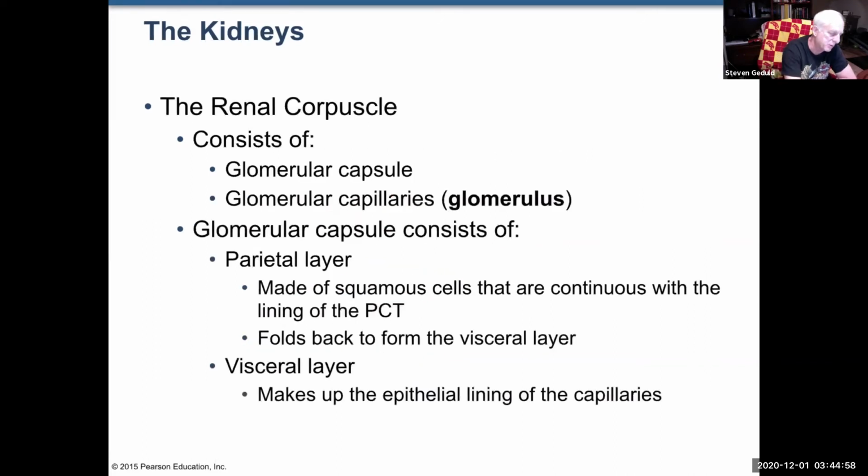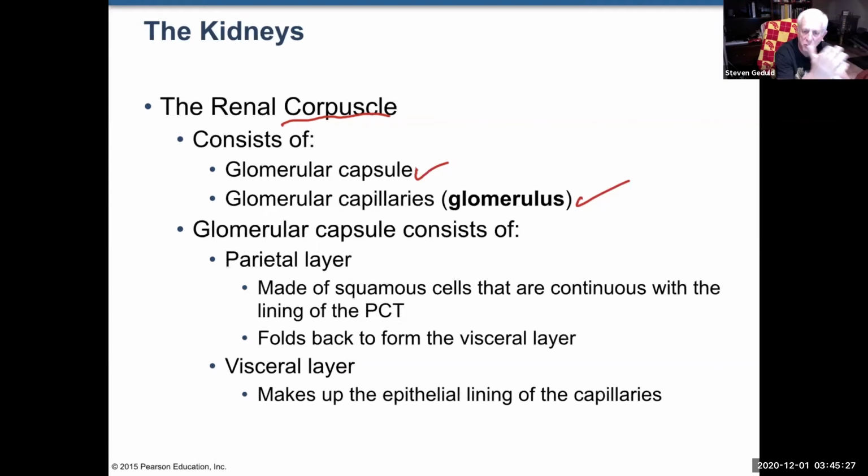This is your corpuscle. The renal corpuscle consists of your glomerular capsule and your glomerulus. Those are the capillaries inside of it. The glomerular capsule has two layers, a parietal layer and a visceral layer. Remember, the parietal layer is the outer layer, the visceral layer is the inner layer. It's like taking a balloon and punching your fist in the balloon. The layer touching your fist is the visceral layer. The layer outside is your parietal layer.